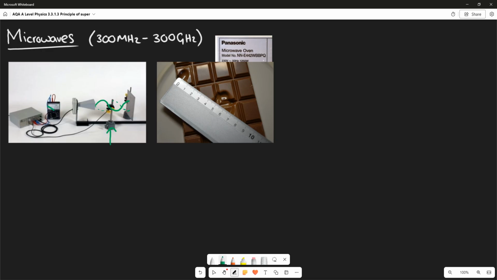If the strength falls to 0, you know that you are located at a node. If the strength reaches a maximum, you know that you are located at an antinode. And by moving the detector up and down between these two pieces of equipment and taking measurements using a ruler, you can record the distance between nodes and antinodes, and therefore calculate the length of the wavelength and investigate the wave. You can do something similar using a bar of chocolate.